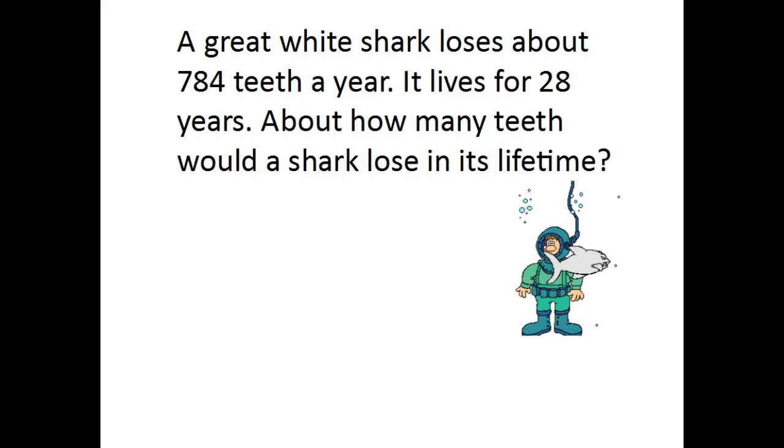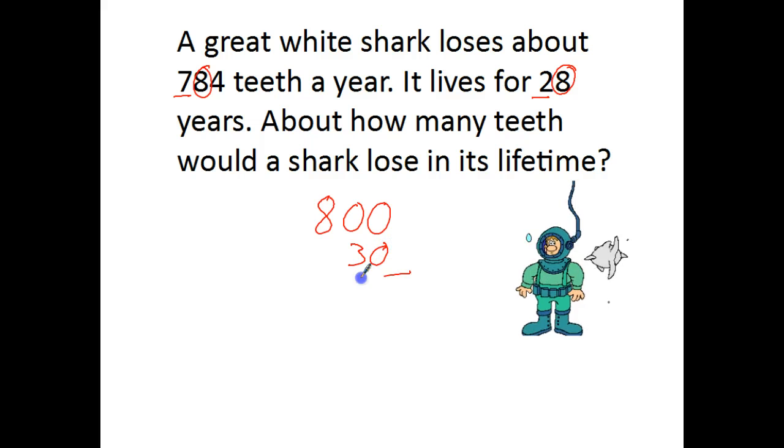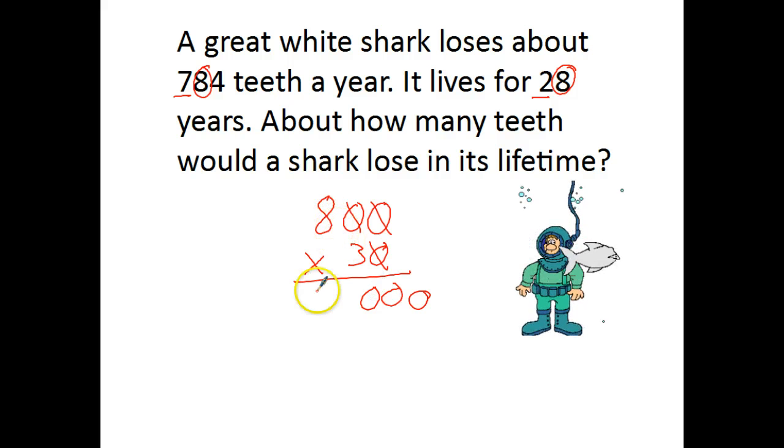The great white shark loses about 784 teeth a year. It lives for 28 years. About how many teeth would a shark lose in its lifetime? Again, I'm rounding to the highest place. 784 is going to go to 800. 28 is going to round off to 30. When I multiply, 1, 2, 3 zeros. 3 times 8 equals 24. Get my comma, 24,000 teeth.